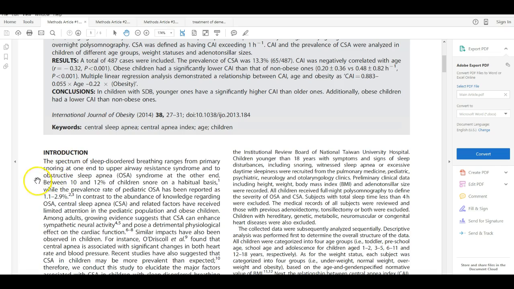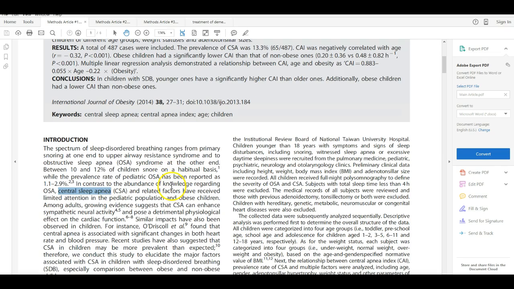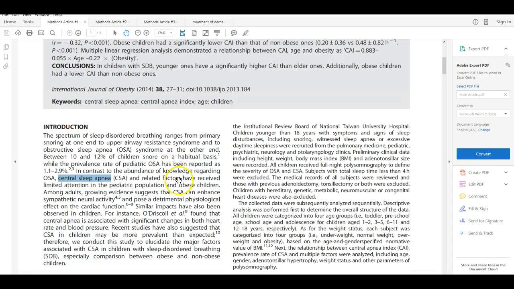So in this paragraph, we learn that OSA refers to obstructive sleep apnea, and CSA refers to central sleep apnea. So obstructive sleep apnea and central sleep apnea, and those are acronyms that are used again and again in this paper. And then there's another one, SDB, which refers to sleep disordered breathing.